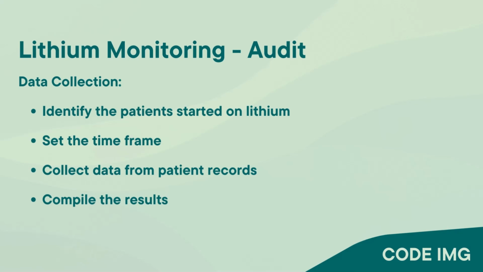Once you identify the patients who are on lithium, you can do this audit retrospectively. For patients who were identified as taking lithium at this stage, you can look back in the past records, set a time frame, and look at patients who were started on lithium in the last 1 year or last 2 years, last 6 months, whatever time frame you like to set. Gather that information from patient records, compile those results, and then report them.